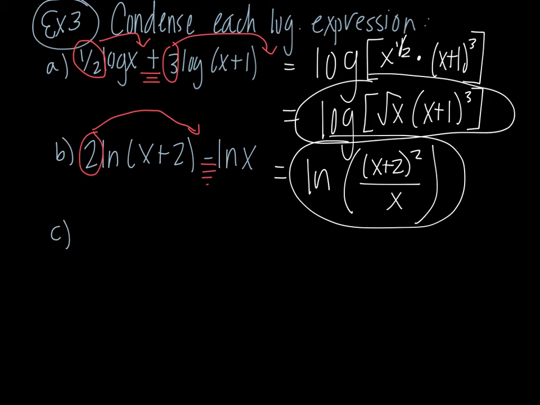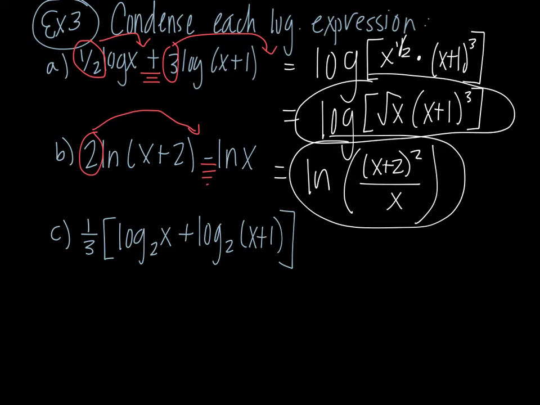One more together. Let's suppose that I have 1/3 times the quantity of log base 2 of x plus log base 2 of x plus 1. I know that we have this exponent here in the front, but I'm not going to move it just yet. Let's follow order of operations. All of this is in parentheses, so I should probably deal with that first. I'm going to leave the 1/3 in the front, and I'm going to go ahead and combine these two. So log base 2 of x times x plus 1.